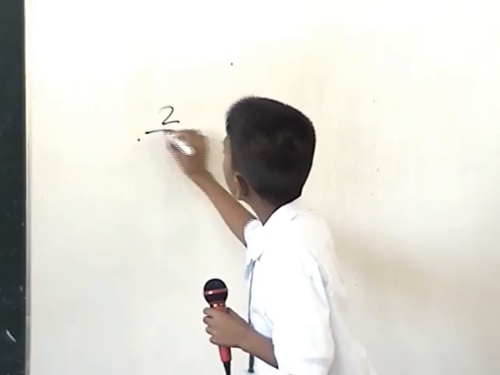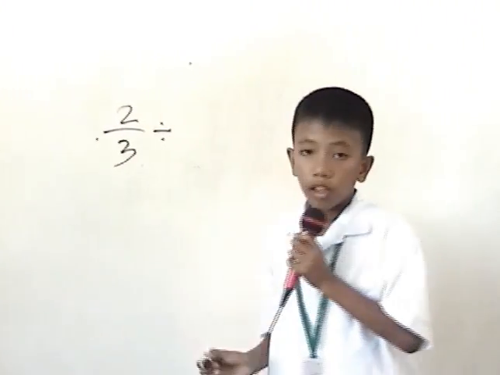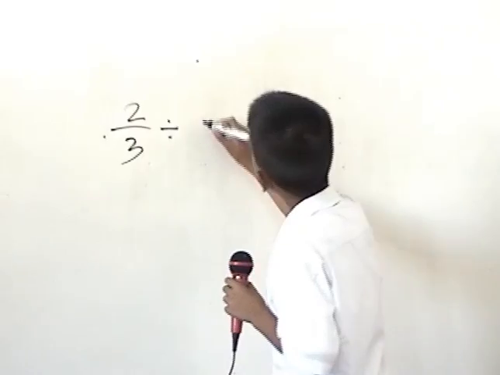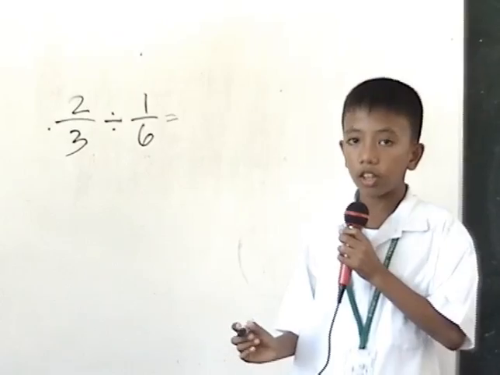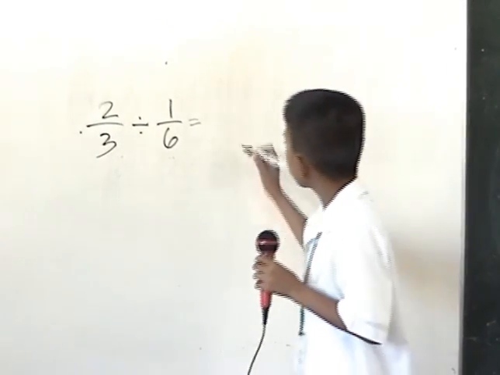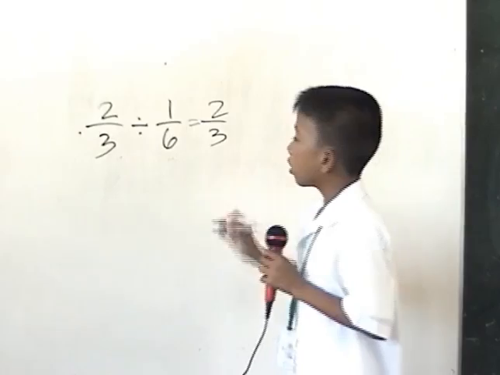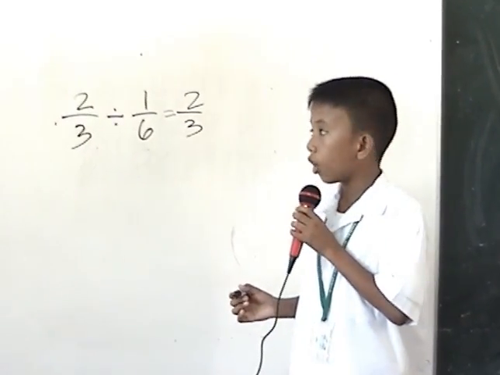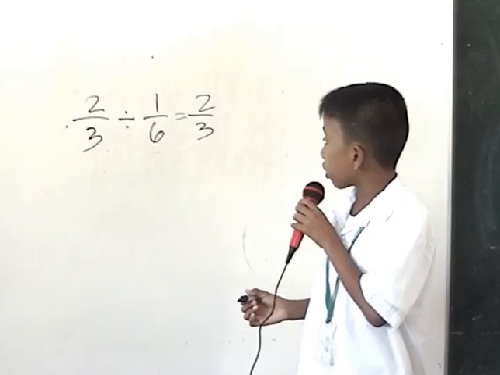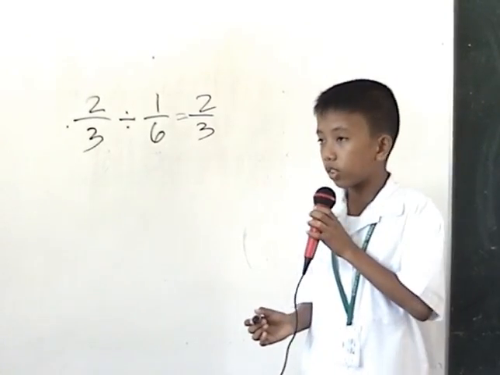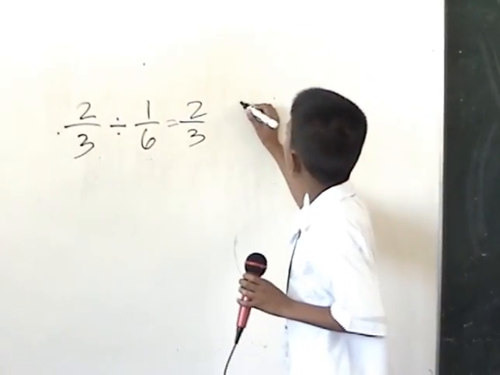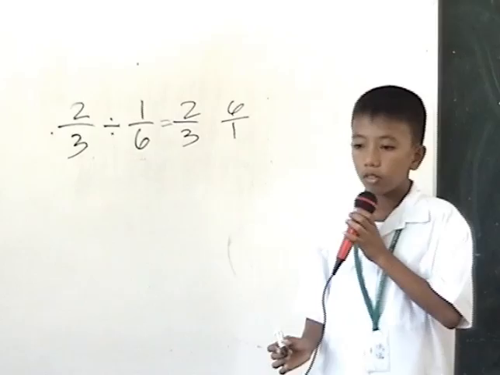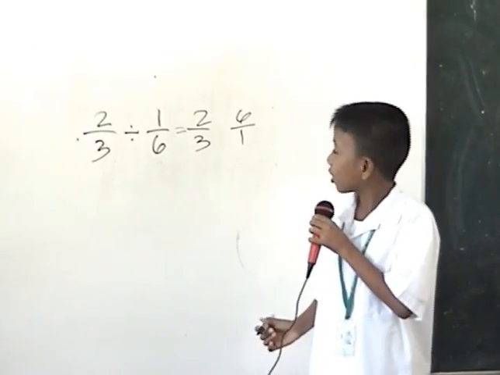To divide 2/3 and 1/6, we just copy the dividend, which is 2/3. And then, find the reciprocal of the divisor. The divisor is 1/6, so the reciprocal of the divisor is 6/1. And we should proceed to multiplication.